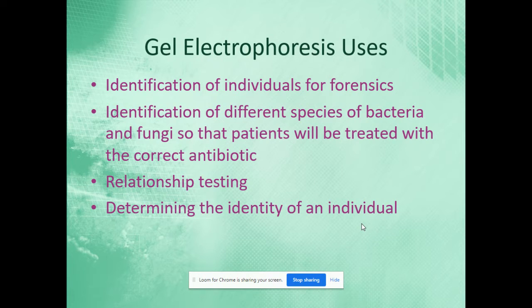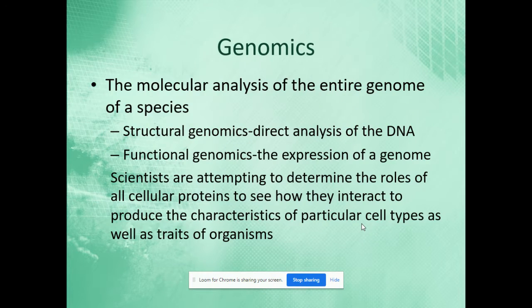You can also determine the identity of an individual if they have passed away, if they are in the system. I believe that if you are on any of those websites like Ancestry, they use DNA gel electrophoresis to track your DNA back to where your heritage is, or where they believe it to be.